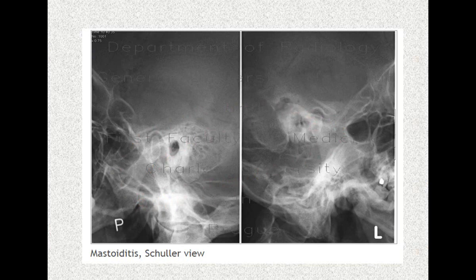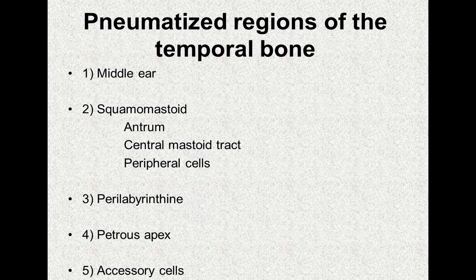What we see: pneumatization regions of the temporal bone in anatomy. Five: middle ear, squamo-mastoid, and this is our interesting one, the squamo-mastoid, and the others are peri-labyrinthine and petrous apex accessory cells. We talk about the mastoid in this subject.